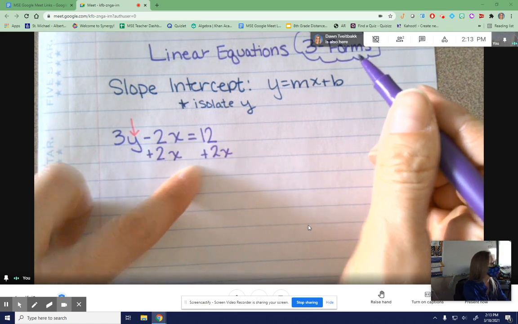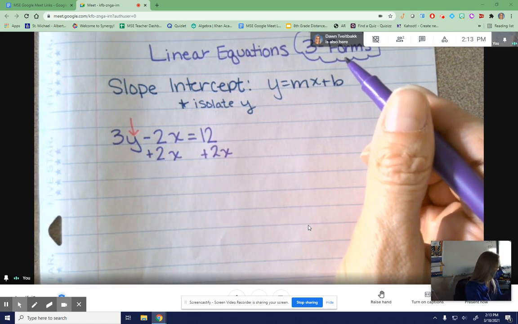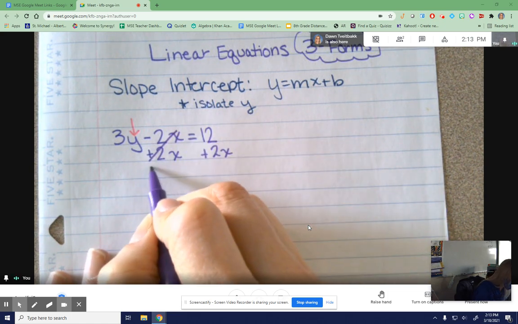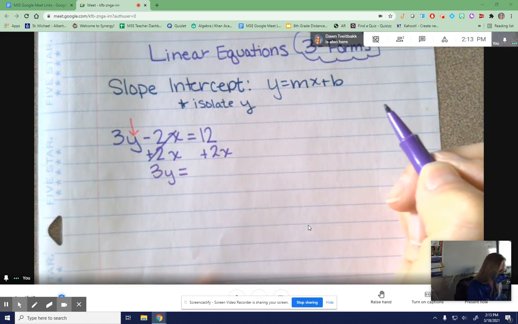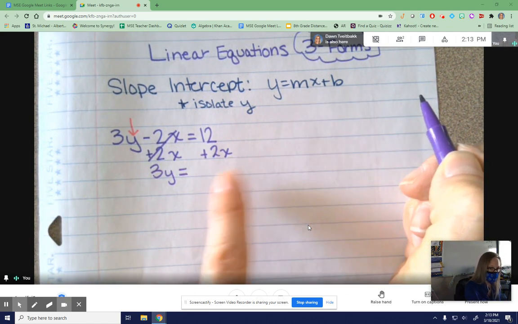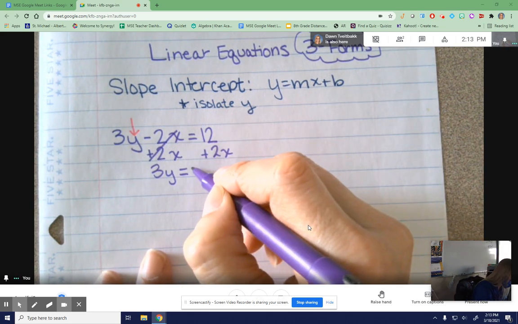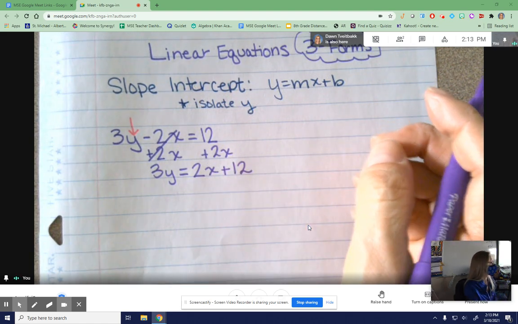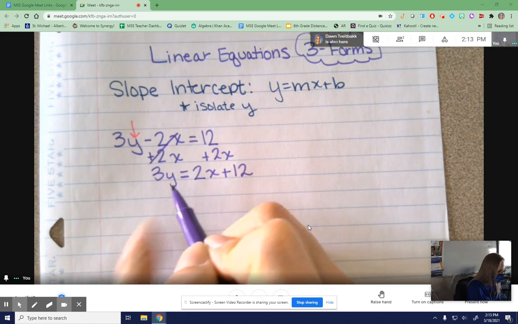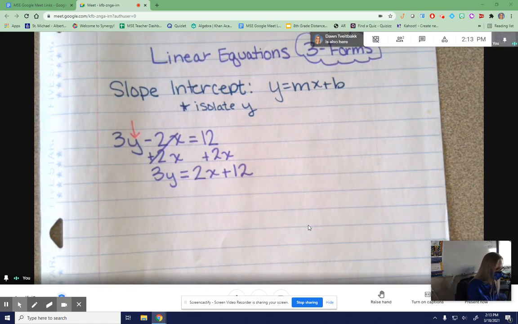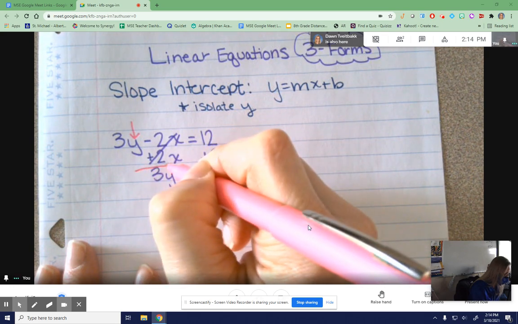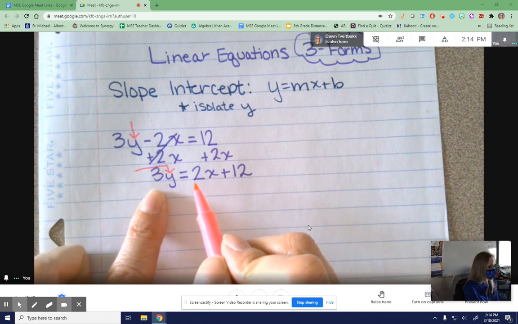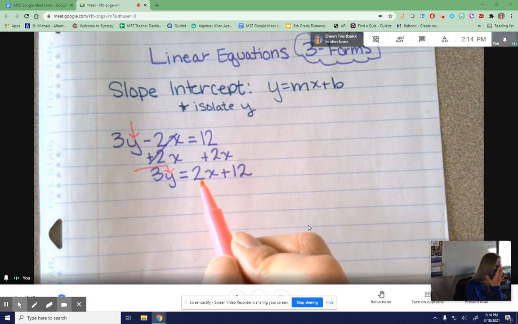Now, 12 and 2x cannot be added together. They're not what you call like terms. While this 2x and this 2x now, they're gone, right? I now have 3y equals. Just to make this look more like mx plus b, I'm going to put the 2x in front of the 12. I'll say I've got 2x plus 12. Those two can't go together and make, say, 14x, right? It looks to a lot of folks like this y is isolated, but remember, that y right there is not isolated until the 3 is gone, okay? The 3 has to be out as well.